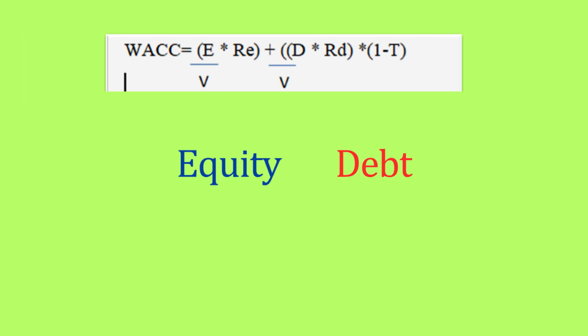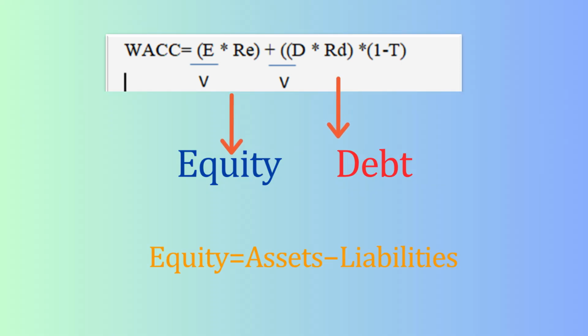Here I am again keeping that formula also. You can see the E multiplied by the RE, and that formula includes equity. Other part is you can see the D multiplied by the RD. That part is normally we think about the debt part. Yes, valuable thing is the equity equals assets minus liabilities.